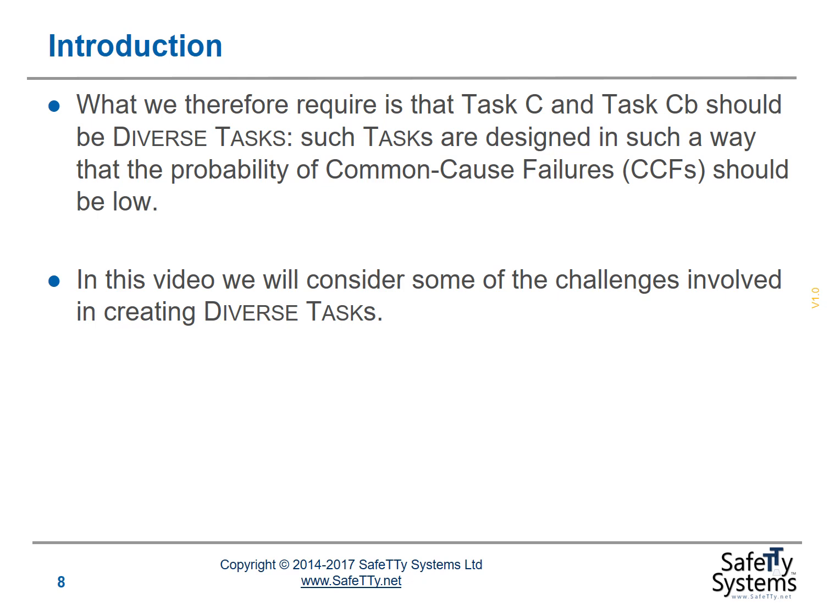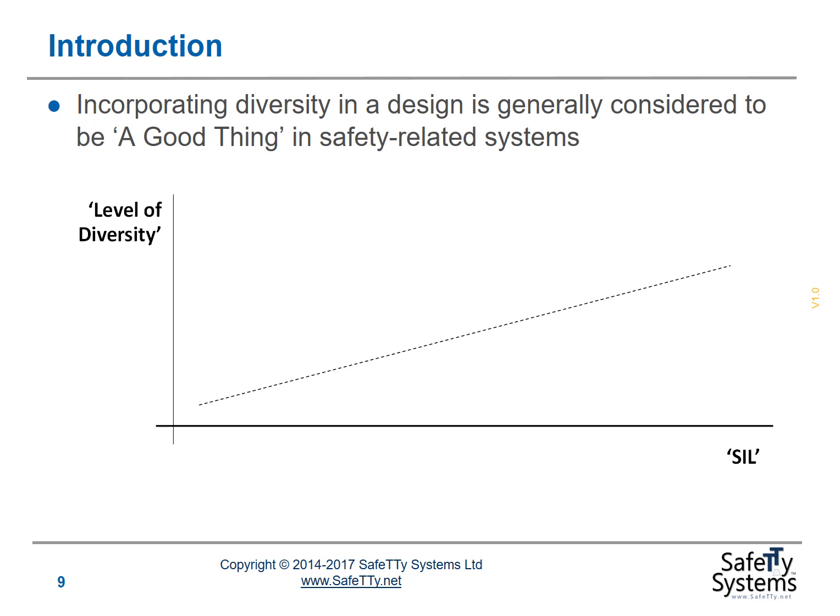In this video, we'll consider some of the challenges involved in creating effective diverse tasks in which we can be confident that the probability of common cause failures will be low. Overall, incorporating diversity in a design is generally considered a good thing in safety-related systems. So we could say, as a very rough model, that the higher the safety integrity level or ASIL level in our system, the greater the level of diversity we would like to have in our design.